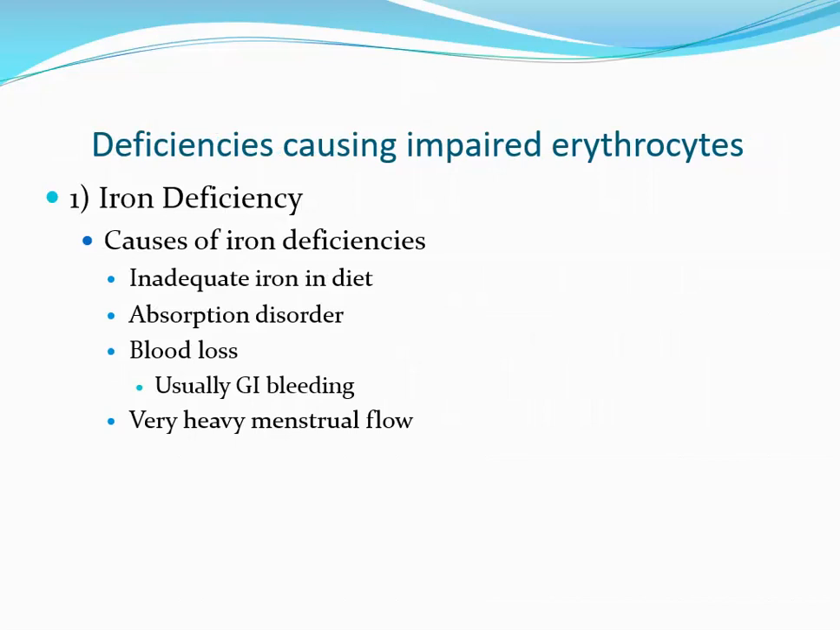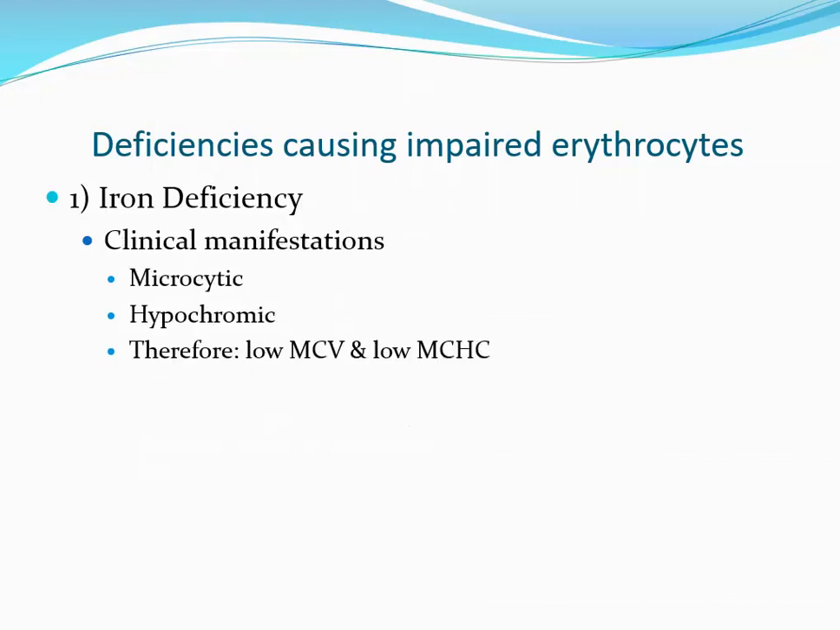What would be some causes of a deficiency? One would be inadequate iron in our diet, that we're not replacing what we lose on a daily basis. It could be an absorption disorder, that the body is not able to absorb the iron from our diet. It could be a blood loss. Usually this is the result of GI bleeding. A small GI bleed can deplete our iron stores without even coloring the stool. And a very heavy menstrual flow in women. How would this manifest itself clinically? The red blood cells would be microcytic and hypochromic, smaller than normal and very pale, hence a low MCV, low MCHC.